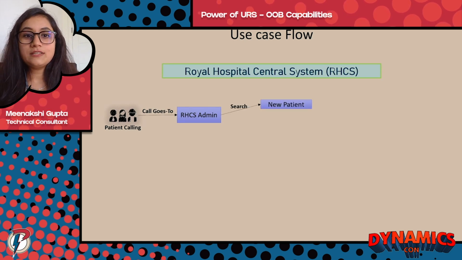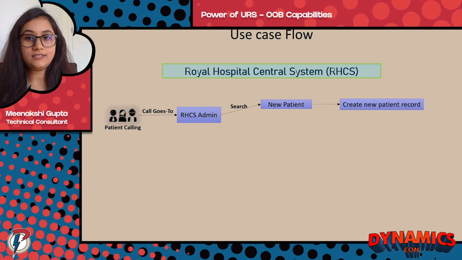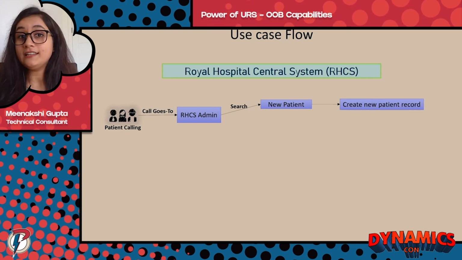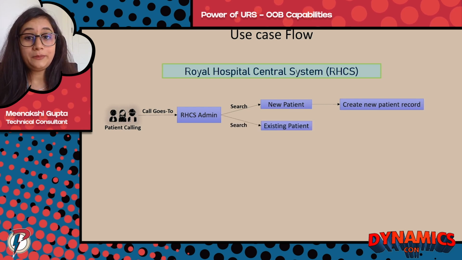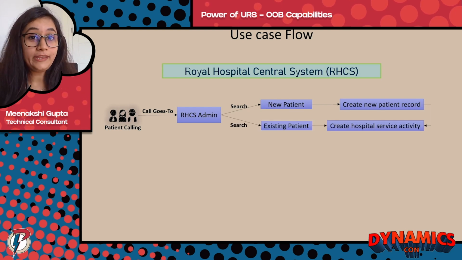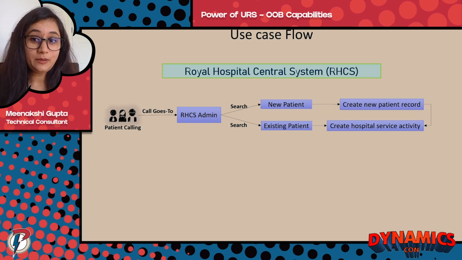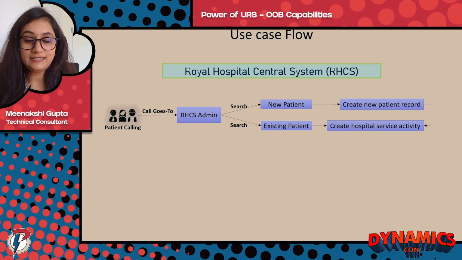What the admin person is going to do is search whether it's a new patient or a registered patient. If it's a new patient, they will definitely create a new record in the system to maintain the history. And if it's an existing patient, they will directly create one service activity, which is called hospital service activity, and it is actually renamed from the service activity entity.